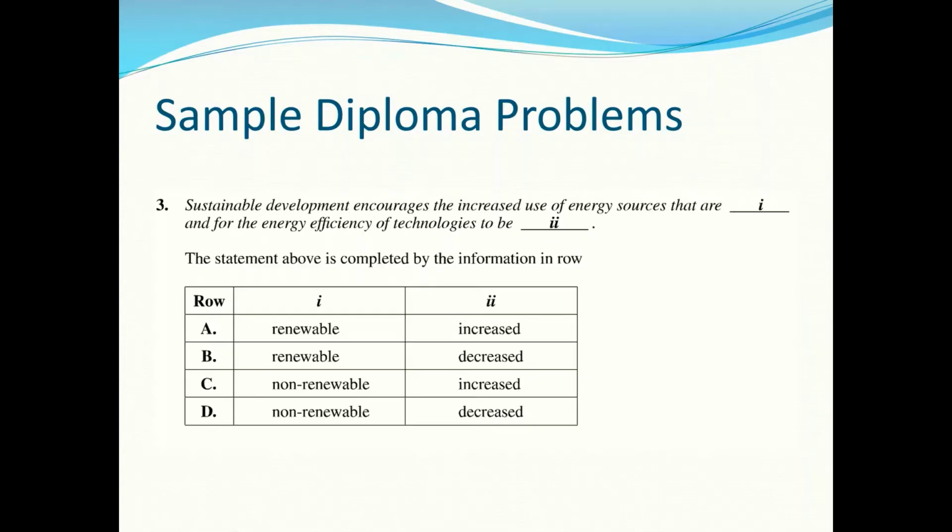Okay, so let's go through these sample diploma questions. Sustainable development encourages the increased use of energy sources that are A, renewable, or B, non-renewable. And for the energy efficiency, we want increased energy efficiency. So it looks like A is the correct answer.